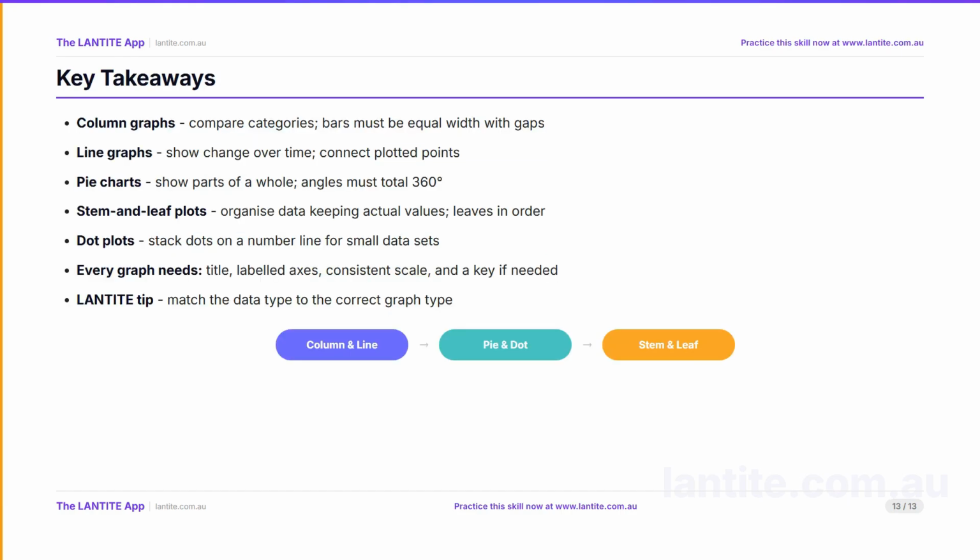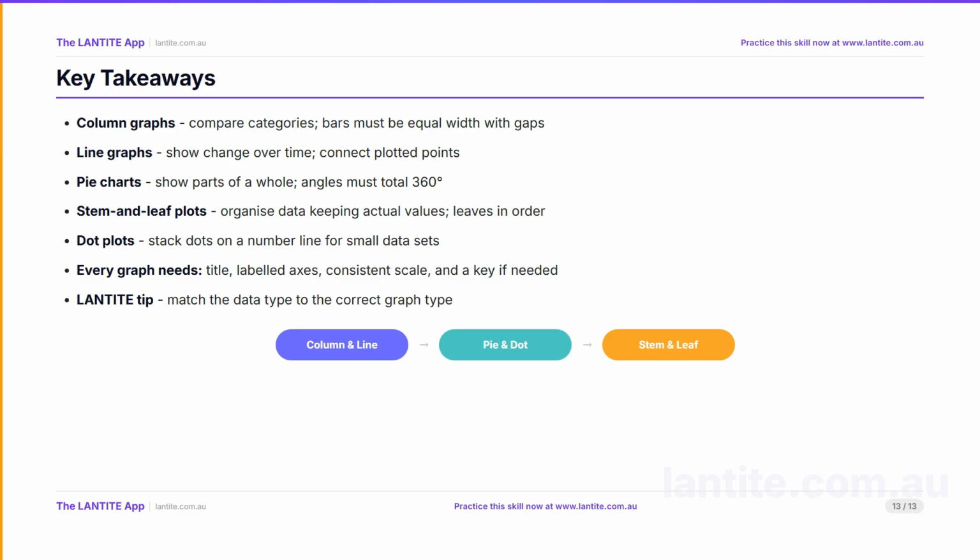Let's recap. Column graphs compare categories. Line graphs show change over time. Pie charts show parts of a whole. Stem and leaf plots keep actual data values visible. And dot plots are great for small data sets.